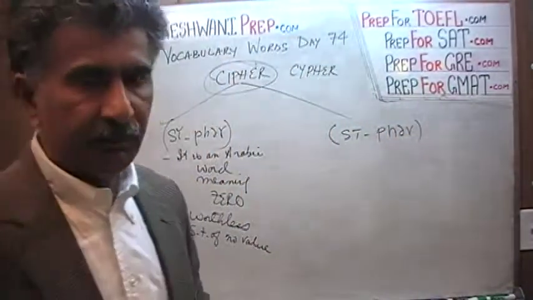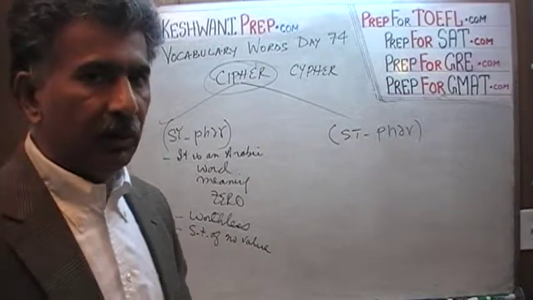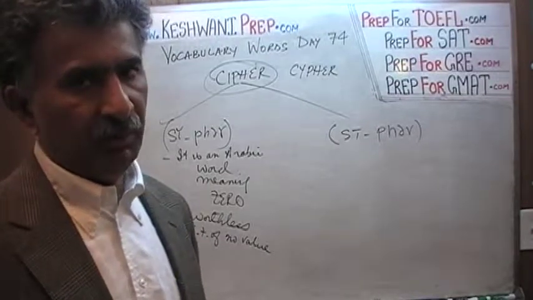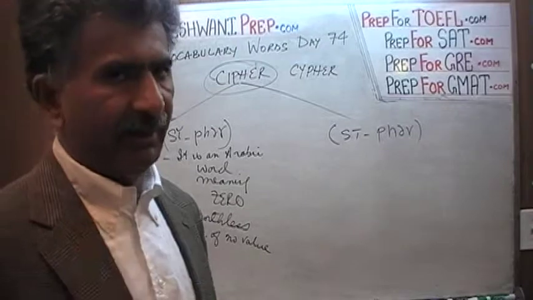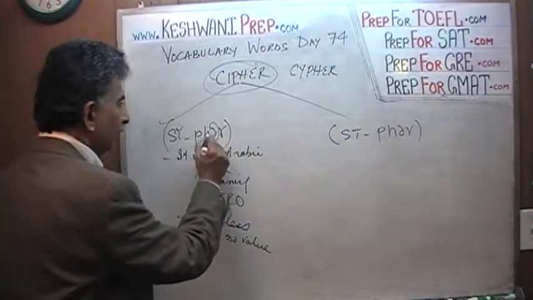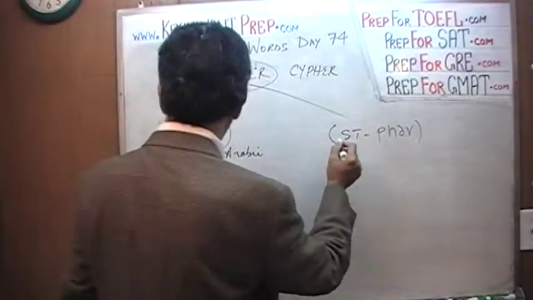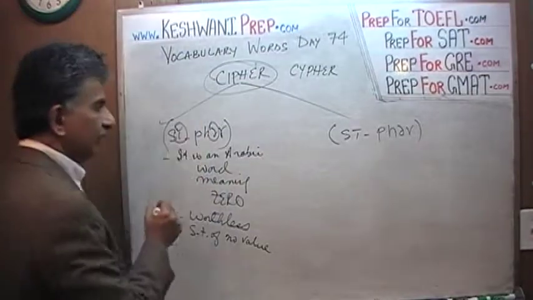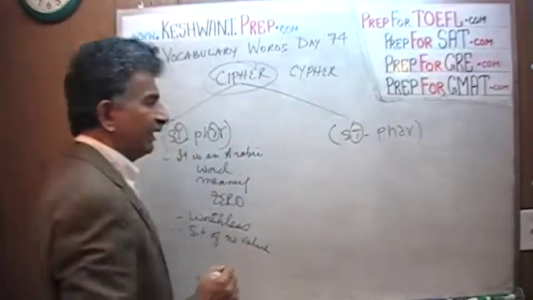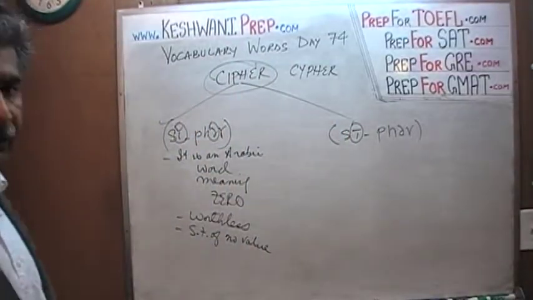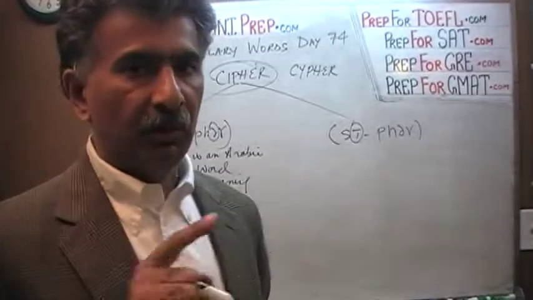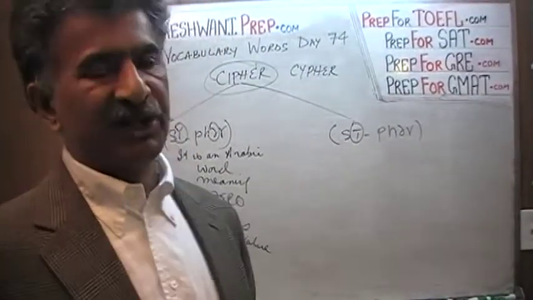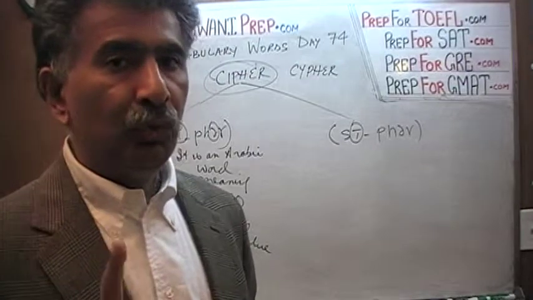A cipher, which is why it's very important to learn the phonetics. You have to learn how to write the words phonetically. Cipher, a cipher. Cipher and cipher. Depending on how you pronounce it, the meaning changes. What does it mean to cipher?